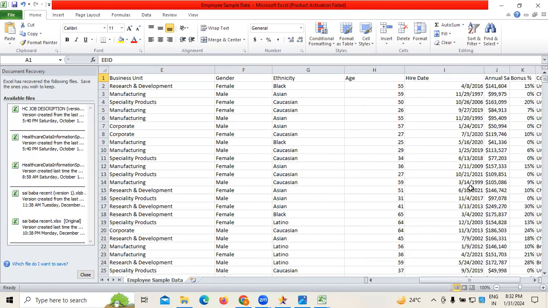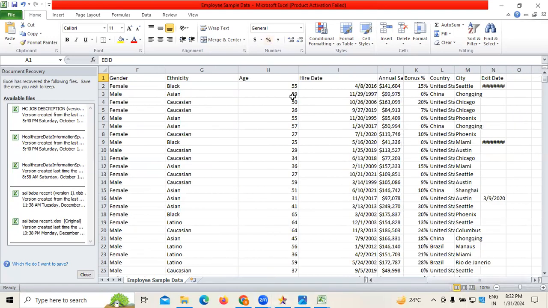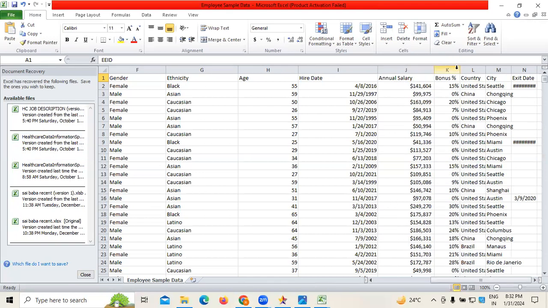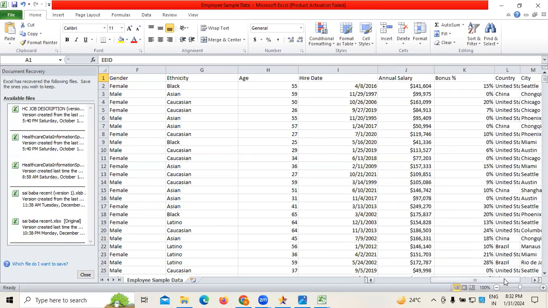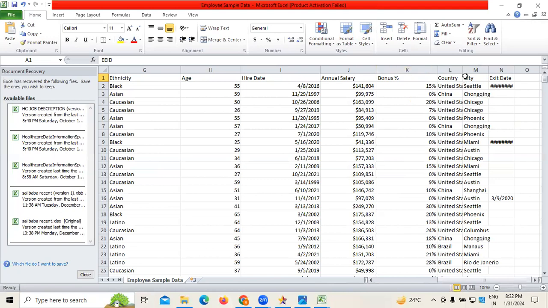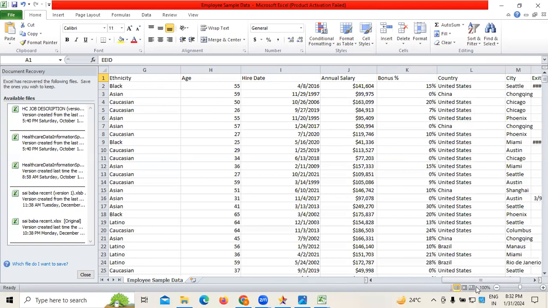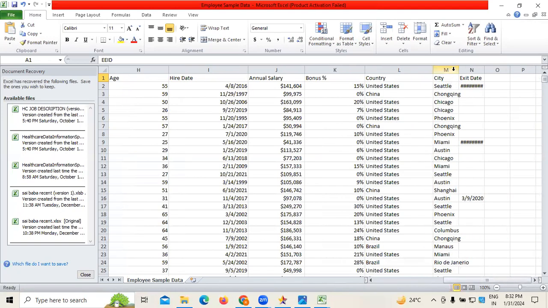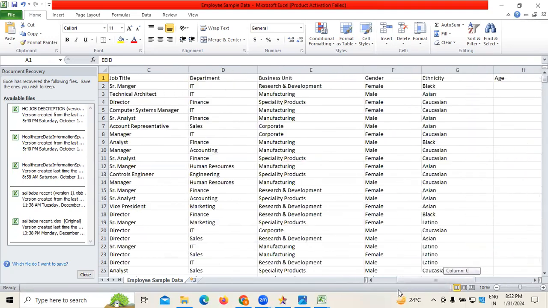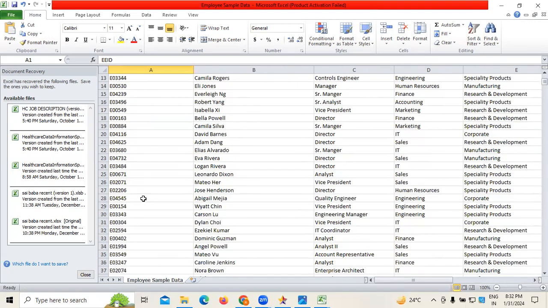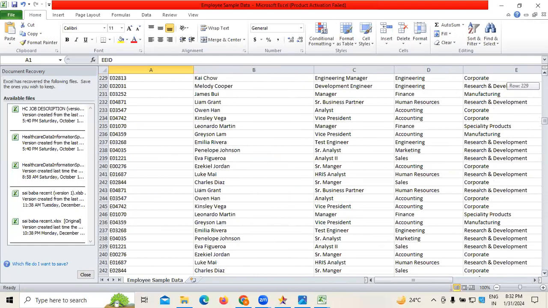At the same time, when we have hired them, what will be their annual salary? What bonus are we giving them? Which country do they belong to? Which city do they belong to? When will be the expiry date? So this is generally the data, in reference to the employee sample data that I have taken.